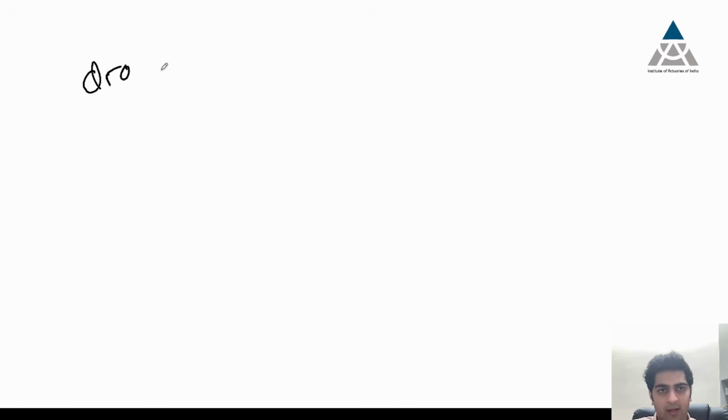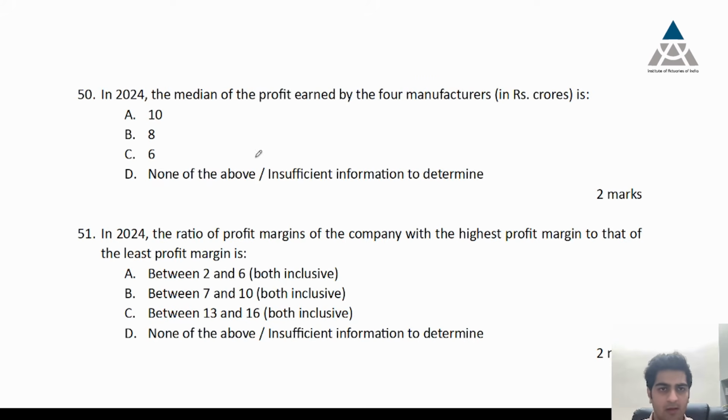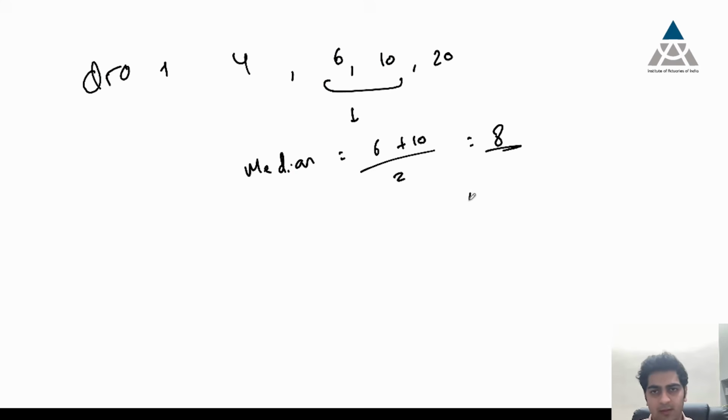So question 50, your profits are 4, 6, 10 and 20. Obviously these two are the middlemost values, second and third. So we'll take an average of these. So median is 6 plus 10 by 2, that is 8 crores. So the answer should be 8 crores, which is option B. Answer is option B, correct?